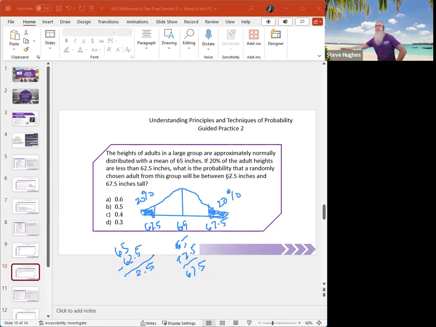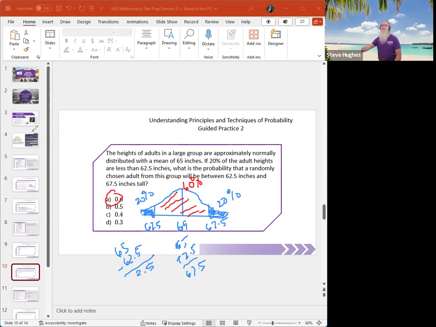So what does that tell us about the probability between them? This area here, right? 20 plus 20 is 40. 100 minus 40 is 60. That means this must be 60%. And that would be the answer A, 0.6. All right, that was almost fun, right? All right, good deal. Let's keep going.